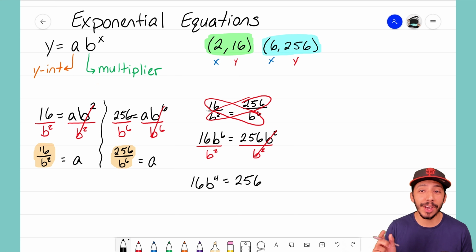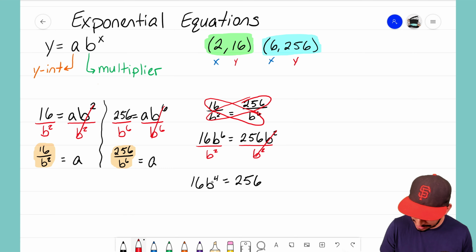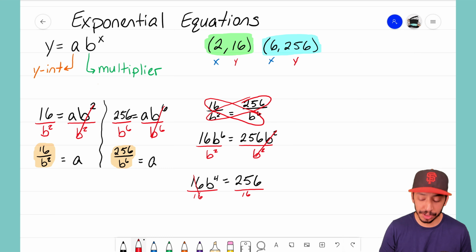So now I have b all by itself. I'm so close to finishing this problem. The last step I need to do over here is divide both sides by 16. If I divide both sides by 16, the 16s on the left cancel.